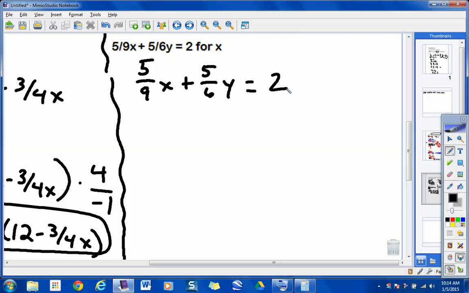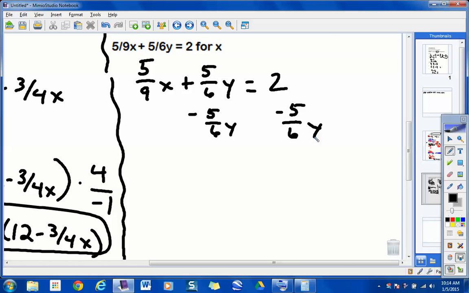What am I trying to get alone here? Trying to get x alone. So if I'm trying to get x alone, I better move the y to the other side. What kind of y do you have? Positive. So to get rid of a positive y, we have to subtract. So I'm going to subtract how many y from both sides? 5. You guys agree with my first step?